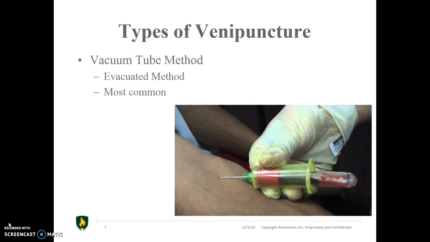So, now that we know where the procedure takes place, let's discuss the 3 different types of venipuncture procedures. First one we have is your vacuum tube method. This is also called the evacuated tube method. This is the most common method because it allows multiple samples to be obtained at the same time without multiple sticks. The vacuum in the tube is set to the exact sample needed for the amount of blood per procedure. Once it's filled to its max capacity, it will stop filling.